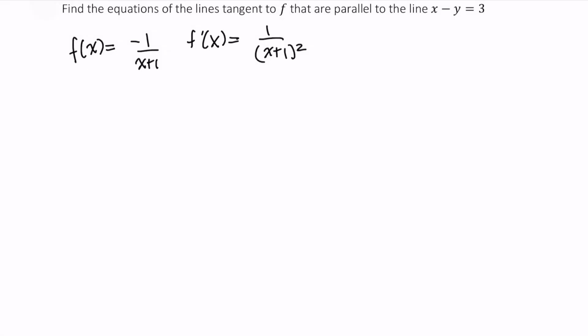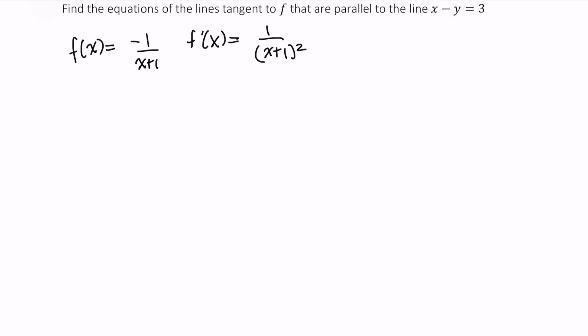Welcome. This video is a continuation of the previous video for those of you in my calculus course, or can be watched as a standalone video. What we want to do here is find the equations of the lines tangent to f, and here I've written down f, that are parallel to this line, x minus y equals 3.